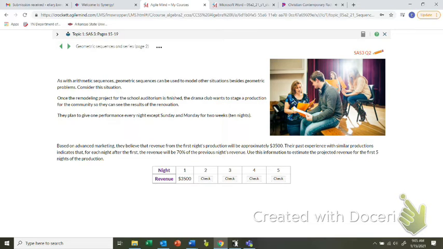Okay, so what is 2 weeks? How many days? 14 days. All right, I'm doing that for 2 weeks, except I'm not going to include Sunday and Monday. So I'm going from 7 days a week to how many?